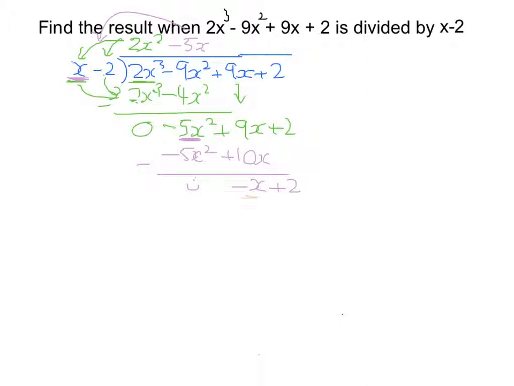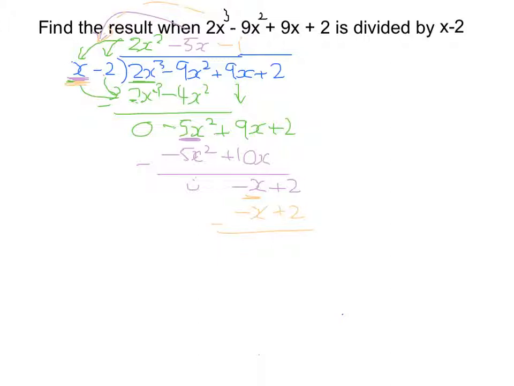Now we get this negative x here and divide that by the x at the front. So negative x divided by x will give us negative 1. And then same process, the negative 1 gets multiplied by everything out the front. So negative 1 times x is negative x. And negative 1 times negative 2 is positive 2.